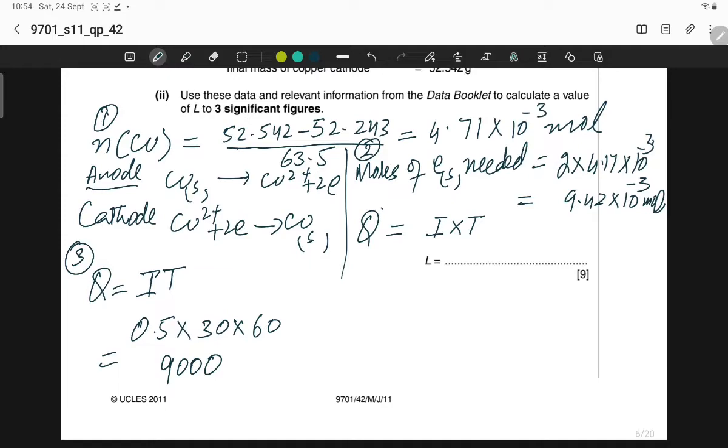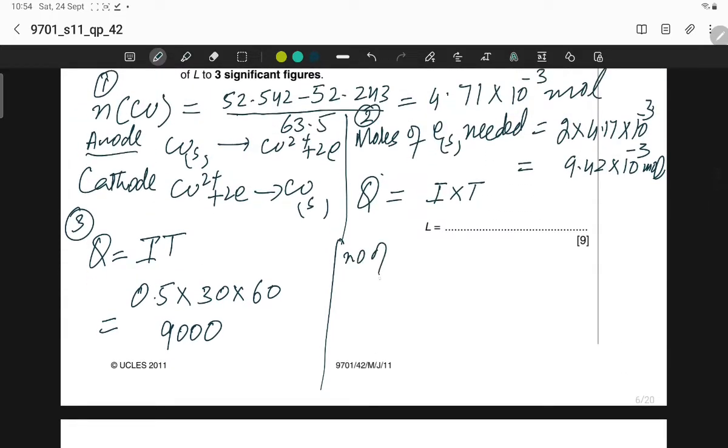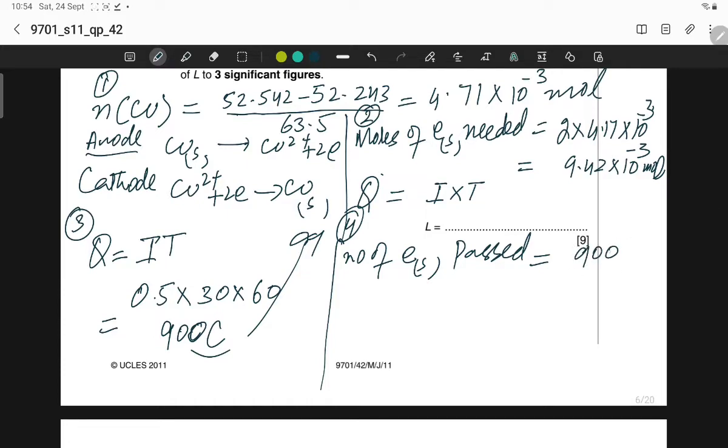Faraday. So, in the fourth step, the charge passed is 900 coulomb, not 9 coulomb, 900 coulomb.